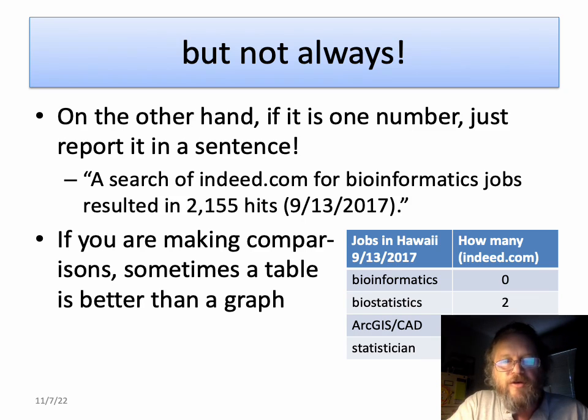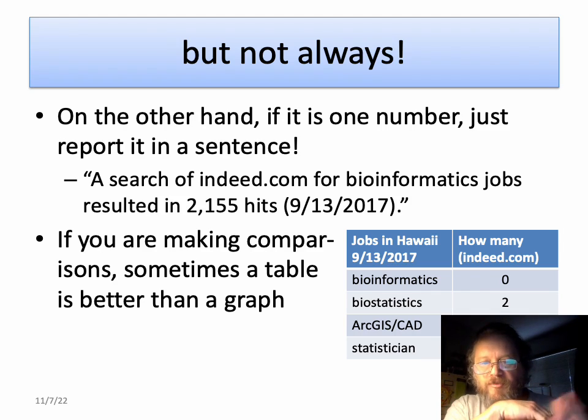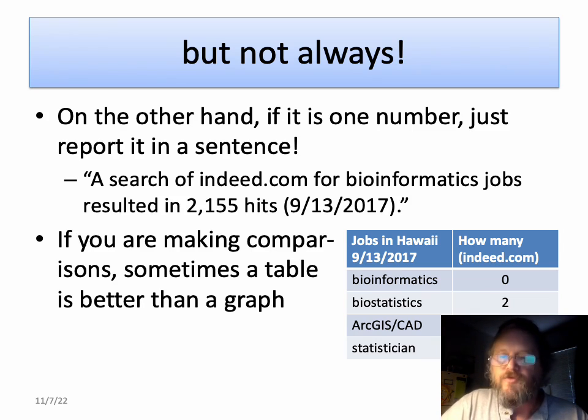If you're making comparisons, sometimes a table is better than a graph. This is for jobs that are talking about bioinformatics or biostatistics, use of ArcGIS, say statistician. A simple table gives me the comparison very easily. You can imagine, well, why don't I put that into a graphic? Because it's kind of overkill, right? All I want to show is that statistician is a very generic term, and it shows up in hundreds of jobs. Compared to bioinformatics, nobody used that back in 2017.